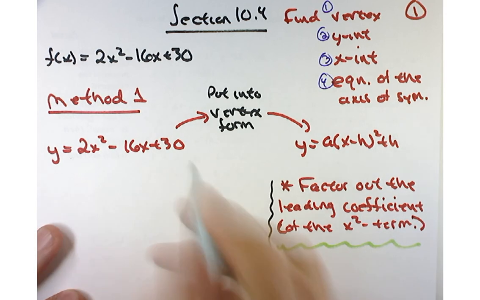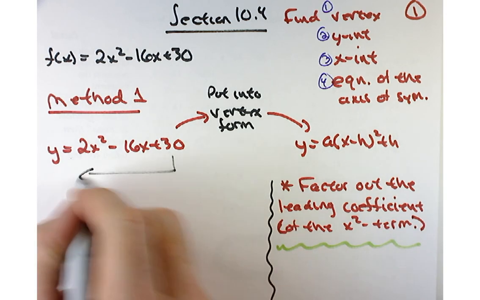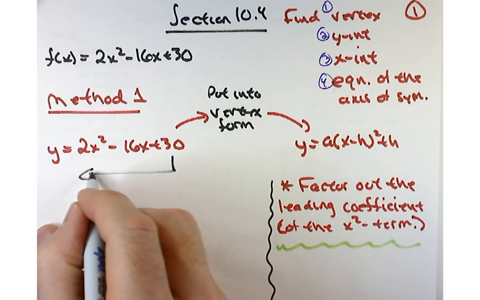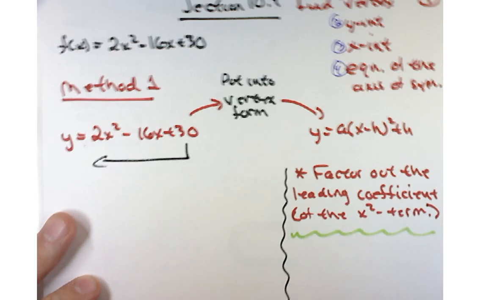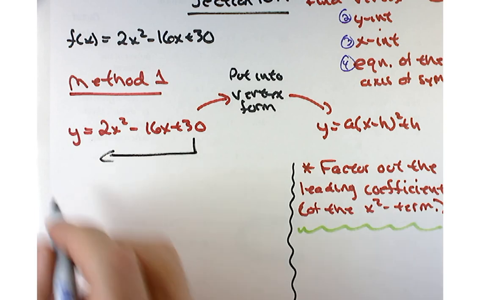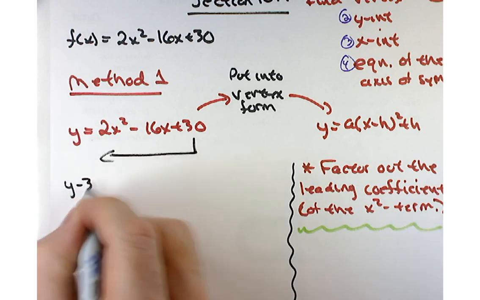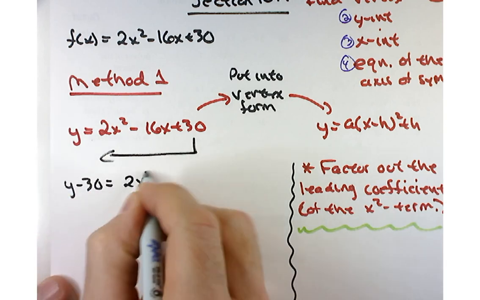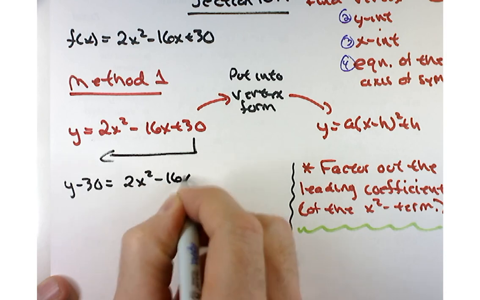So this is going to involve the process of completing the square. That's the stuff we did in section 10.1. I'm going to start by moving that 30 to the left-hand side, and that'll give me y minus 30 equals 2x squared minus 16x.